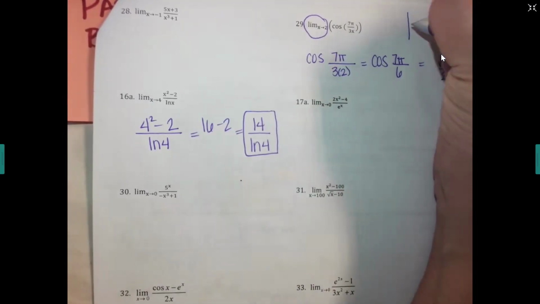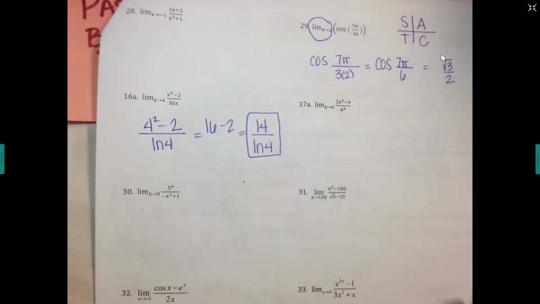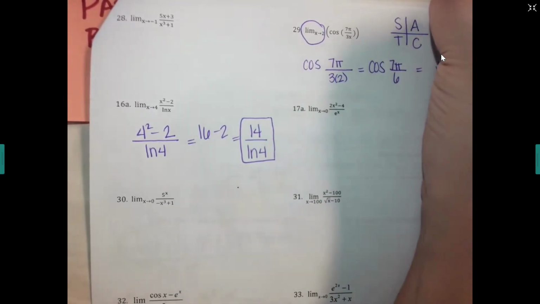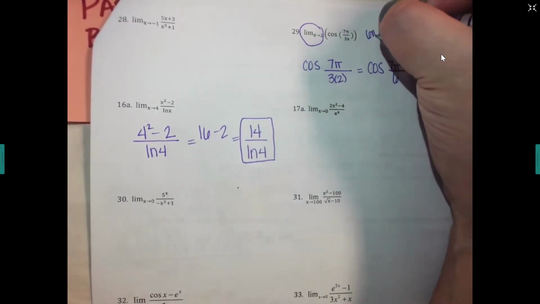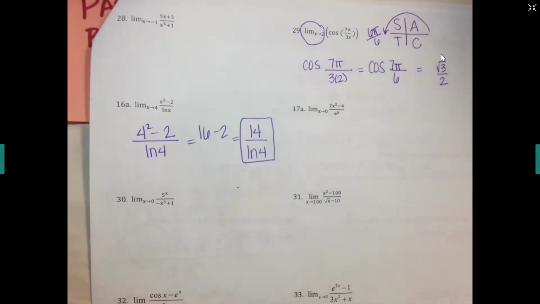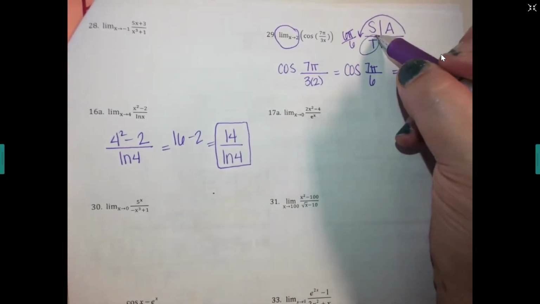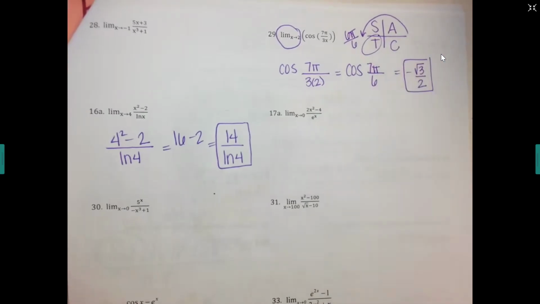Okay, but then if you're not on the original pi/6, you have to check your all students take calculus. So if I set this up here, ASTC, remember the top half of the circle is 1 full pi. So if I'm counting in 6, this would be 6 pi/6. Where would 7 pi/6 put me? T. And in T, only tan is positive, which means this one would be negative.